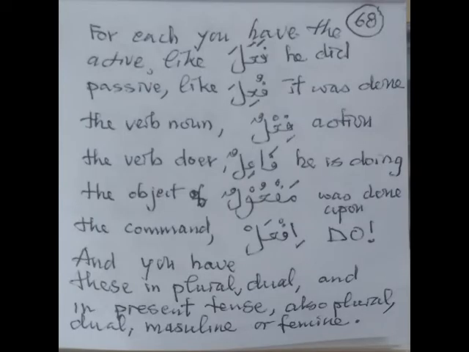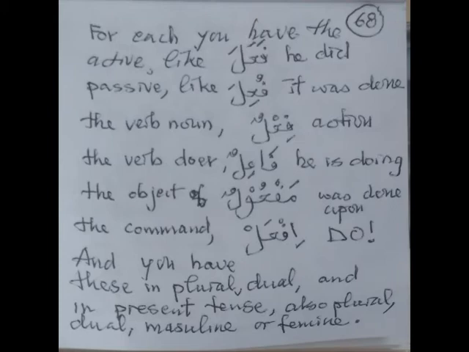On page 68, for each you have the active verb, that's the root verb, like fa'ala, he did. Kataba also, he wrote. And kasara, he broke. And then you have the passive for each, like fu'ila, it was done. And kutiba, for example, it was written. And kusira, it was broken.